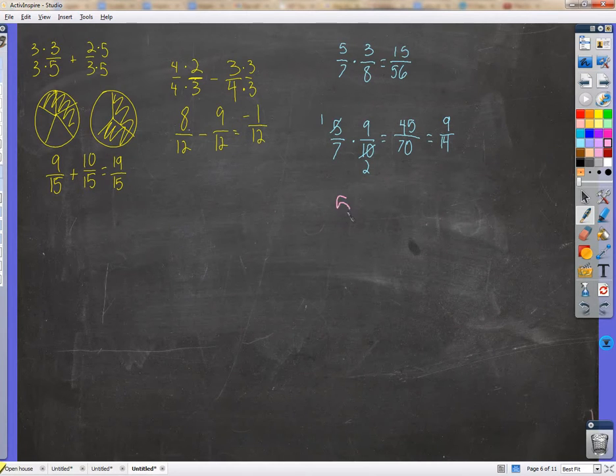Let's say we want to take 5 sevenths and divide by 3/8. What's 5 sevenths divided by 3/8? Yeah. Don't you have to do the reciprocal thing here? Yeah, you get a reciprocal thing. So it'd be 5 over 7 times 8 over 3.